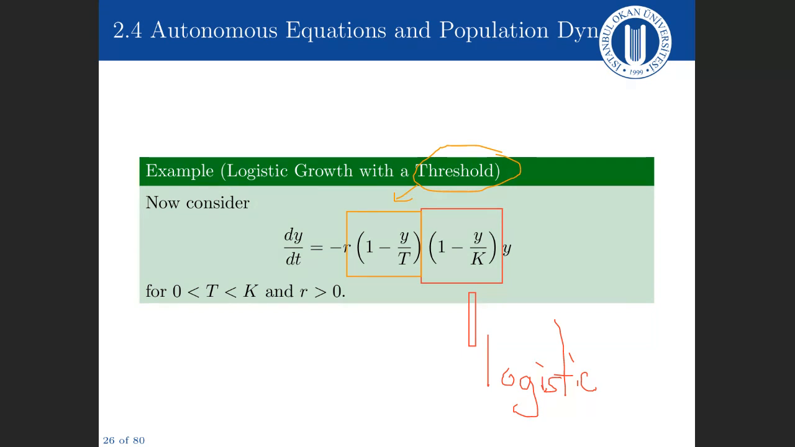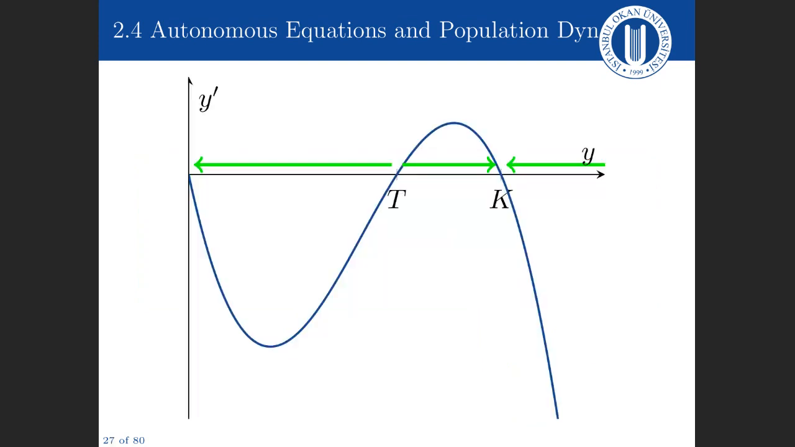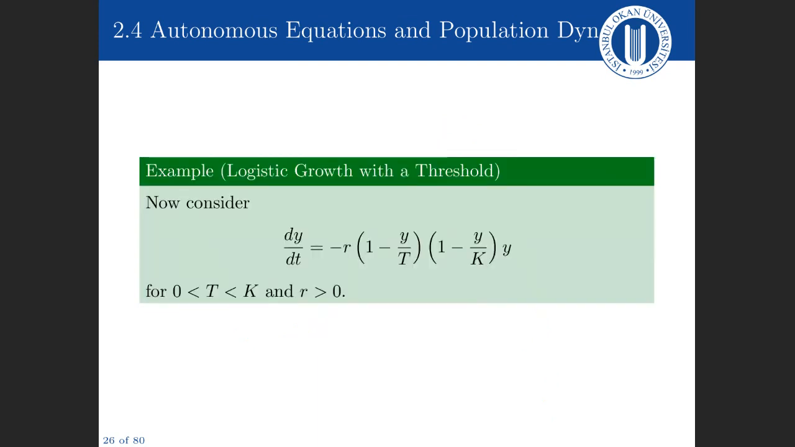And you might ask, why is it minus at the front? Why do we have a minus sign here? It's a minus sign so that the number of cats will increase under the correct conditions. One final thing I didn't say: here we're assuming that T is between 0 and K.